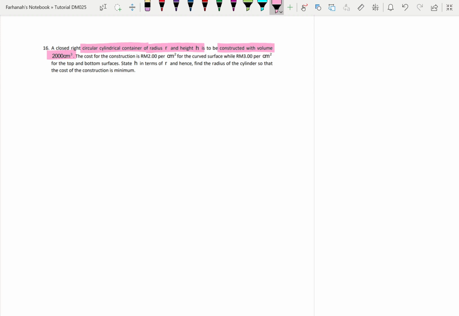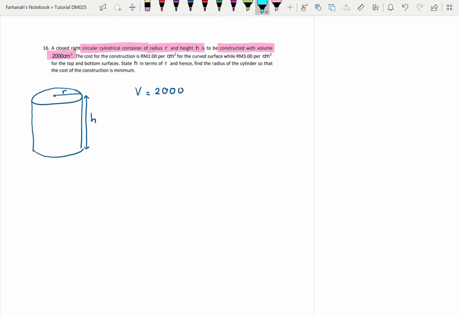Okay, now ikutkan step yang kita dah belajar. Kita akan sketchkan our diagram lah. Kita tengok problem kita apa. So, this is our right circular cylinder with the radius r and kita punya ketinggian h, with the volume given here is 2000 cm cube.